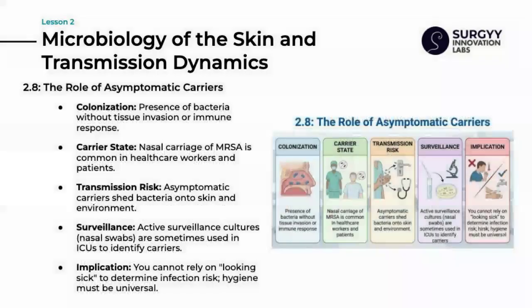Lesson 2.8 explores the role of asymptomatic carriers. Colonization is defined as the presence of bacteria without tissue invasion or an active immune response. The carrier state is common, such as the nasal carriage of MRSA frequently found in healthcare workers and patients. Transmission risk is high because asymptomatic carriers shed bacteria onto their skin and the surrounding environment.